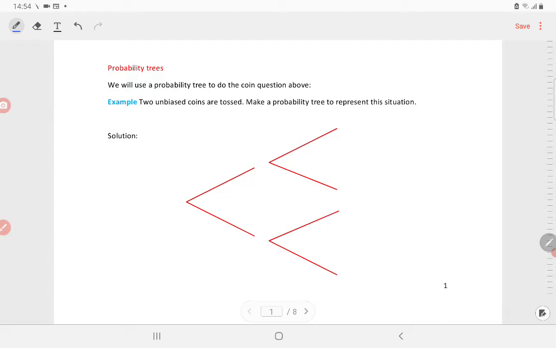Okay, so let's think back. When we toss a coin, the probability of a head will be a half. The probability of a tail is also a half. Okay, so look at how this tree is being set up. So this is toss 1, this is toss 2. So when you toss the coin, you could get a head or a tail. This is your first toss here. On the second toss, you could get a head or a tail.